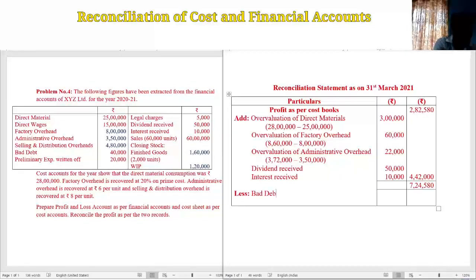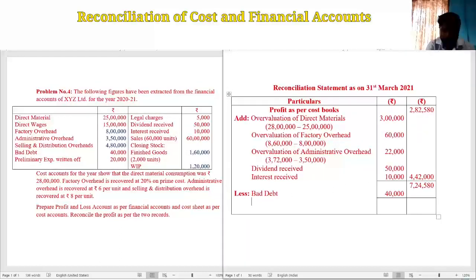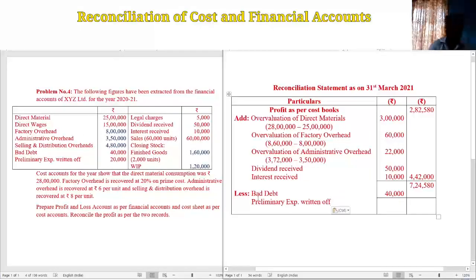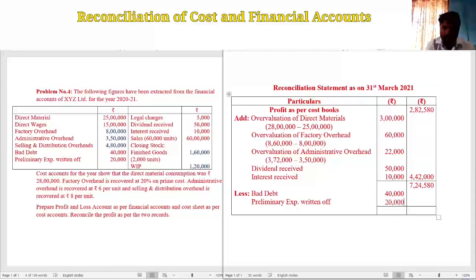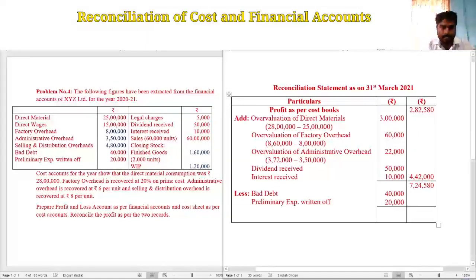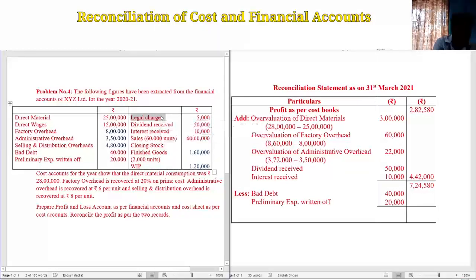Bad debt. What is the amount of bad debt? Financial loss 40,000. Then preliminary expenses. Financial loss in financial books it is deducted. Here also it should be deducted. Amount is 20,000. We need to reduce the costing profit also by rupees 20,000. Legal charges, I told, should have been included in the administrative overhead, but it is not, so it should be shown separately. Legal charges 5,000. We need to reduce the costing profit also by rupees 5,000.